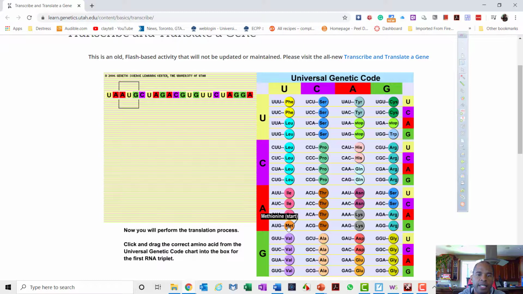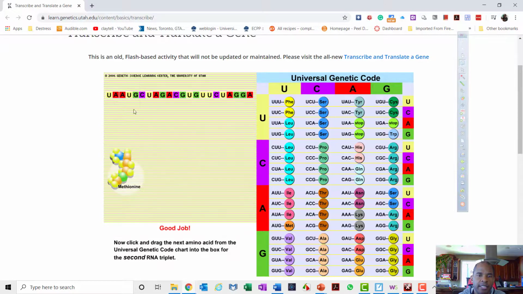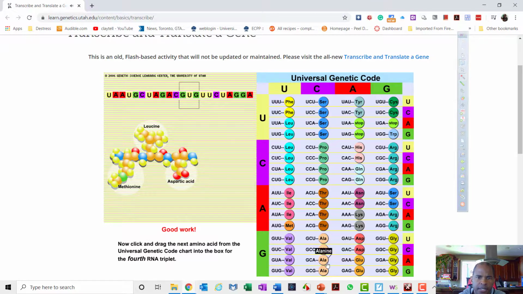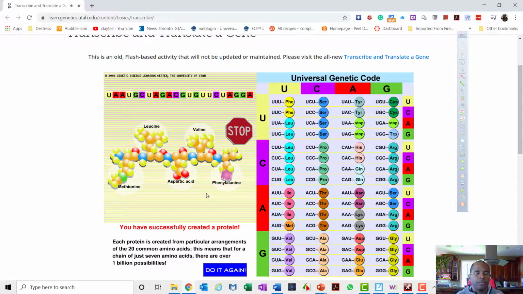So now that I have found the start, I'm going to grab my amino acids: CUA, GAC, GUG, UUC, phenylalanine, and then UAG. It's stop. And there we go. We've now transcribed the DNA strand into RNA, and that last process was translation, translating it into a protein. That's the process.